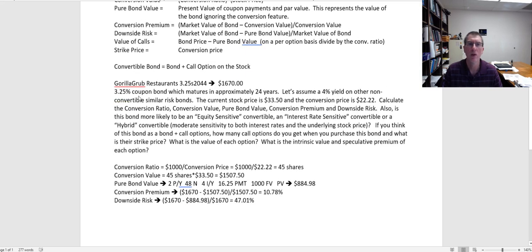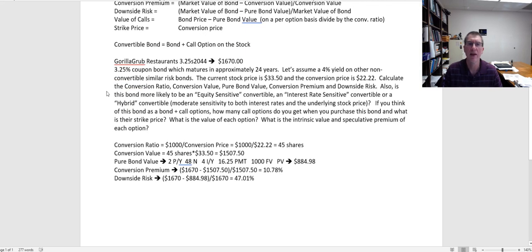Then in another video, we went through a hypothetical convertible bond example. We were given some inputs and we calculated the conversion ratio, the pure bond value, and the conversion premium. Finally, we closed that by talking about equity sensitive convertible bonds versus interest rate sensitive convertible bonds and hybrid convertible bonds, and how this is more of a continuum than a bucket.